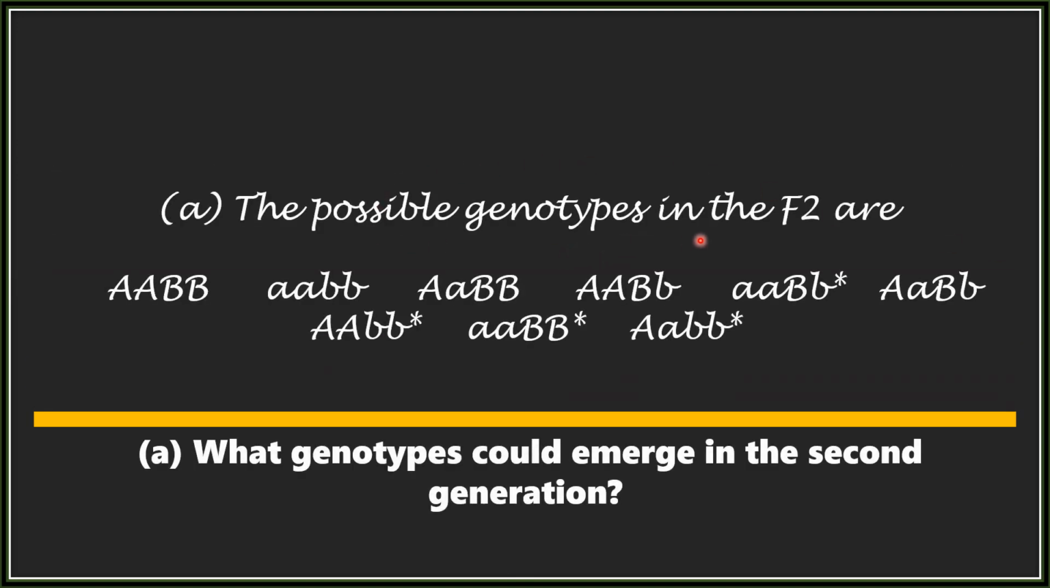The possible genotypes in the F2 are capital A, capital A, capital B, capital B, small a, small a, small b, small b, capital A, small a, capital B, capital B, capital A, capital A, capital B, small b, small a, small a, capital B, small b, capital A, small a, capital B, small b, capital A, small b, capital A, small a, capital B, capital A, small a, capital B, small b.